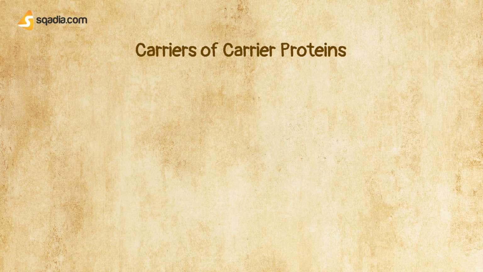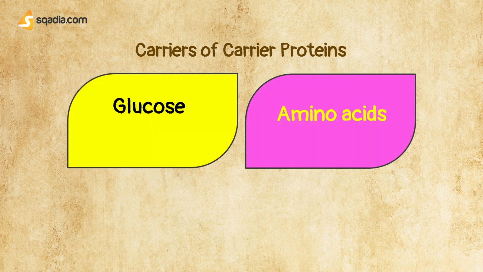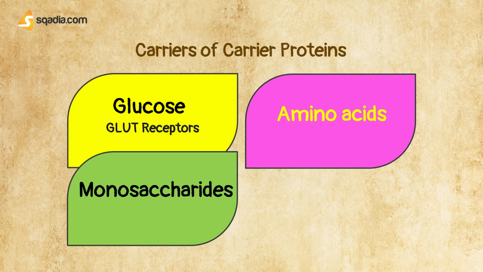Among the many substances that cross cell membranes by facilitated diffusion are glucose and most amino acids. In the case of glucose, at least 14 members of a family of membrane proteins, specifically called GLUT, that transport glucose molecules have been discovered in various tissues. Some of these GLUT proteins transport other monosaccharides that have structures similar to that of glucose, including galactose and fructose.